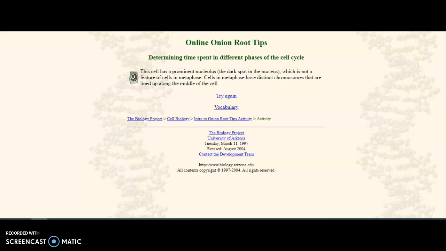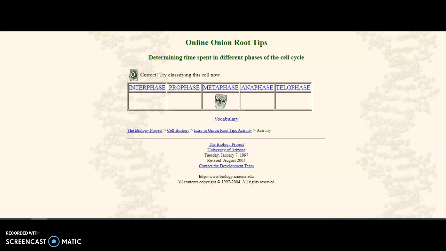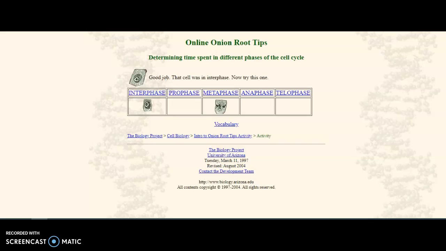So you click metaphase, it tells you, okay, here's how we're clueing you in to find the right thing. So try again. You go back, and you'll try again, and this time I'm going to pick interphase, and it's going to go under the interphase column.